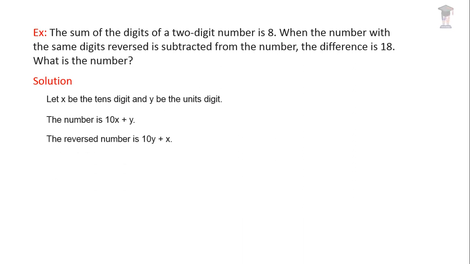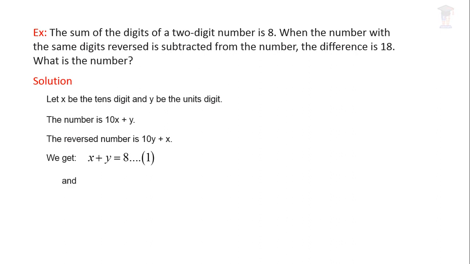So the reverse of it will be 10y plus x, right? We reverse, so 10y plus x. And depending on what's given, we get x plus y. x plus y just refers to the digits in there. So x is the digit in the tens place, y is the digit in the ones place. So plus together equal to 8. So we get the first equation.